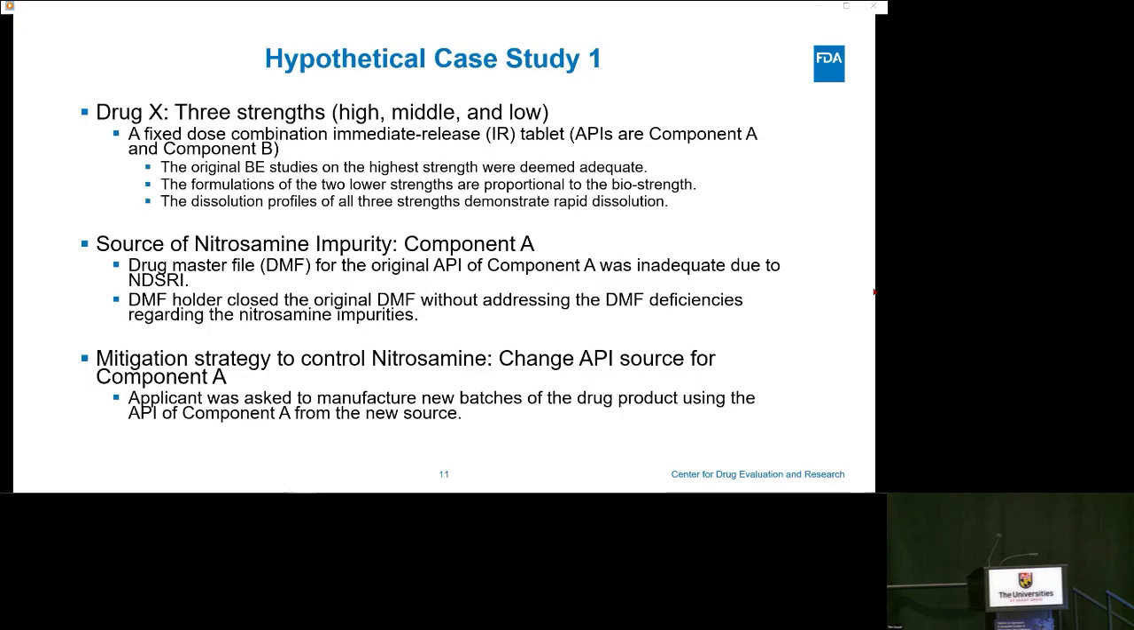In this case, we have drug X, which comes in 3 strengths that include components A and B. The original bioequivalence studies conducted on the highest strength were found to be adequate, and the formulations of the 2 lower strengths are proportional to the biostrength. All 3 strengths show rapid dissolution profiles. However, the DMF for the original API of component A was deemed inadequate due to concerns related to NDSRI. The DMF holder did not address the nitrosamine deficiencies and opted to close the file instead. In response, the applicant proposed to switch the API source for component A. So the applicant was recommended to manufacture new batches of the drug product using the API from the new source.